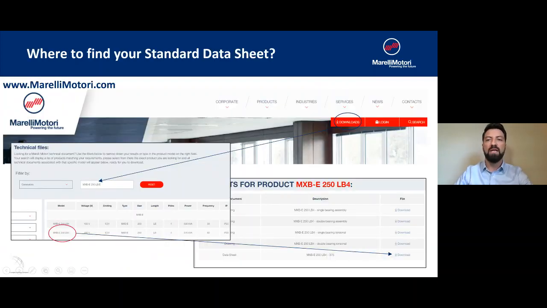You can find our standard datasheets on our website, www.marellimotori.com. Under the download section, you can select the product, generator in this case, the model MXP250LB4. When you select the model, you will be prompted to a download page to download the datasheet. If you do not know the model, in this section here on the left, you can enter your kW, your voltage, and your frequency, and the system will select a model for you. In order to download any documentation, you will have to log in. If you do not have an account, please subscribe. It's very easy, it takes less than 1 minute.